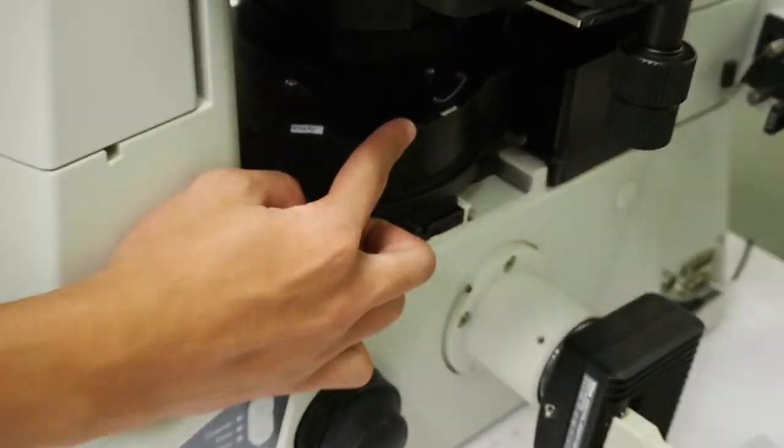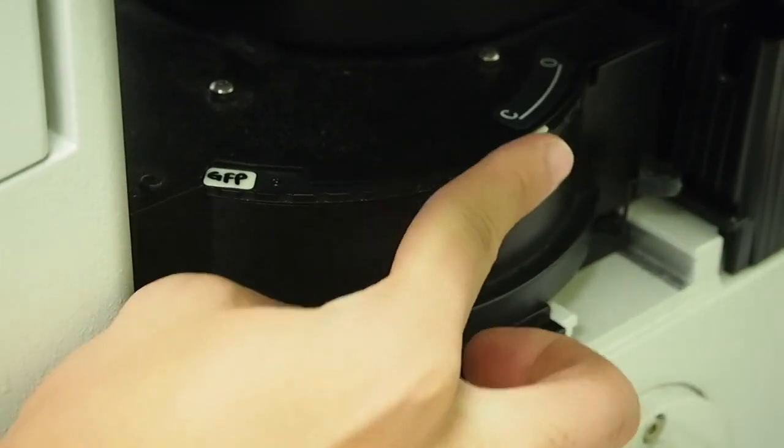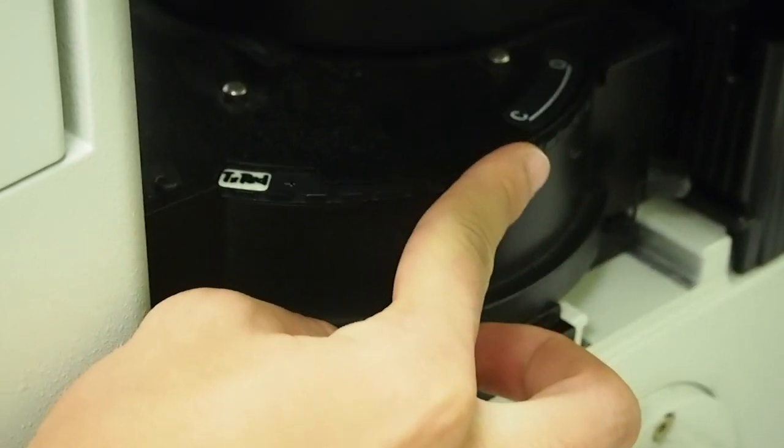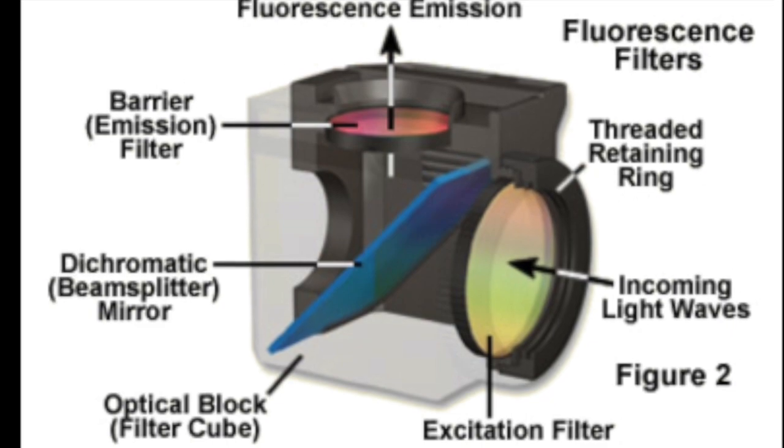We have empty, DAPI, GFP, and Texas red. These are the internal structures of the confocal microscope. Now, I'll be going through the steps on how to operate the confocal microscope.